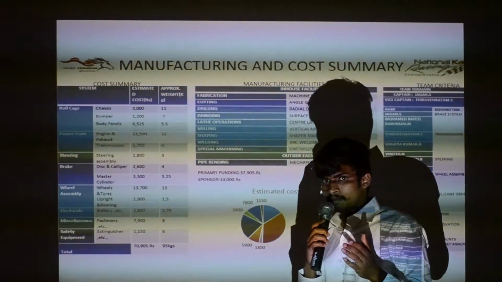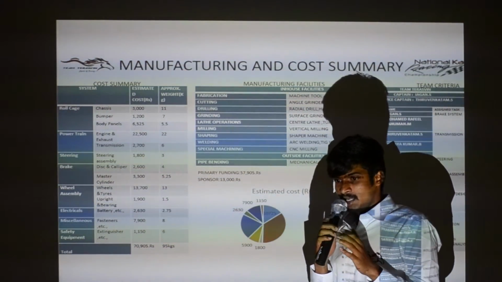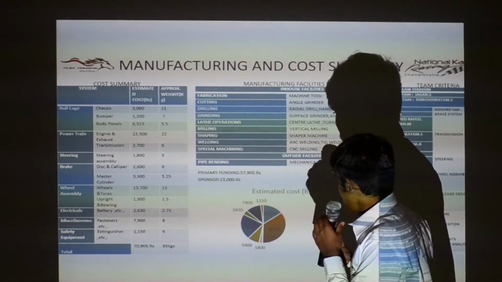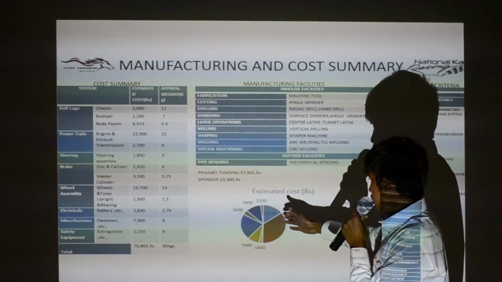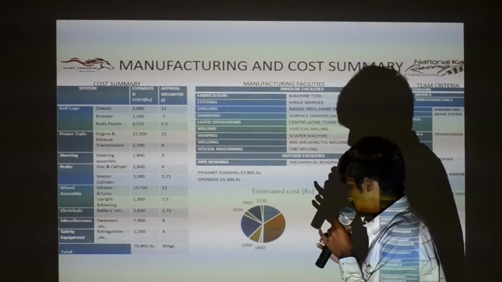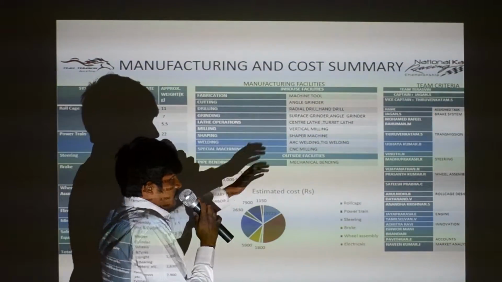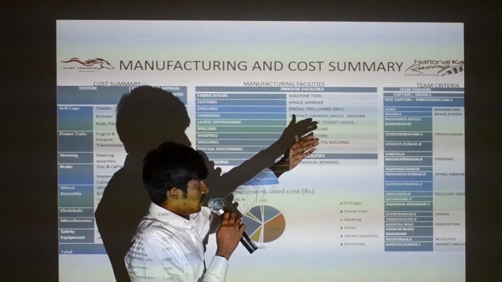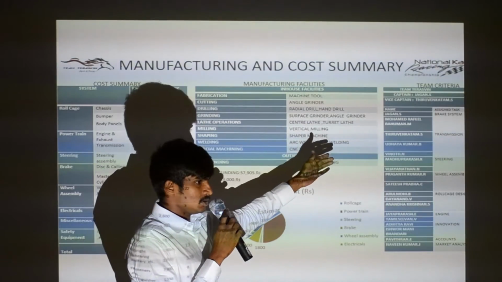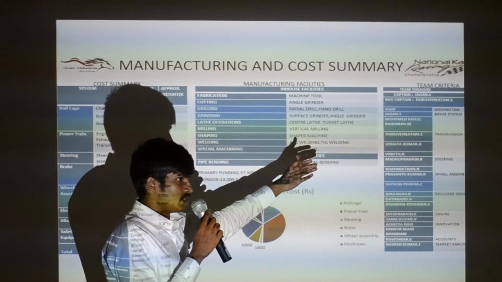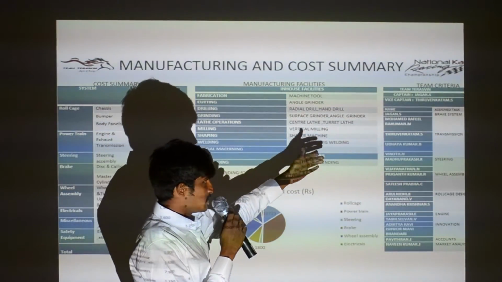vehicle is 95 kg, and we reduced the weight of the vehicle by CIE to increase the performance. And this is a chart denoting the weight and price distribution for each subsystem. And this is our team criteria. We split the team based on the people's knowledge in each subsystem and their interest.